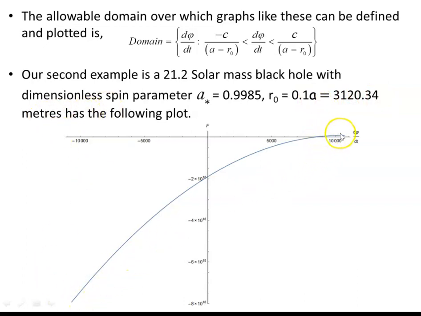Again, we have an intercept and a region above the axis. C over A minus R0 is the endpoint here, and minus C over A minus R0 is the endpoint here. So that's the domain over which we plotted it. Okay.